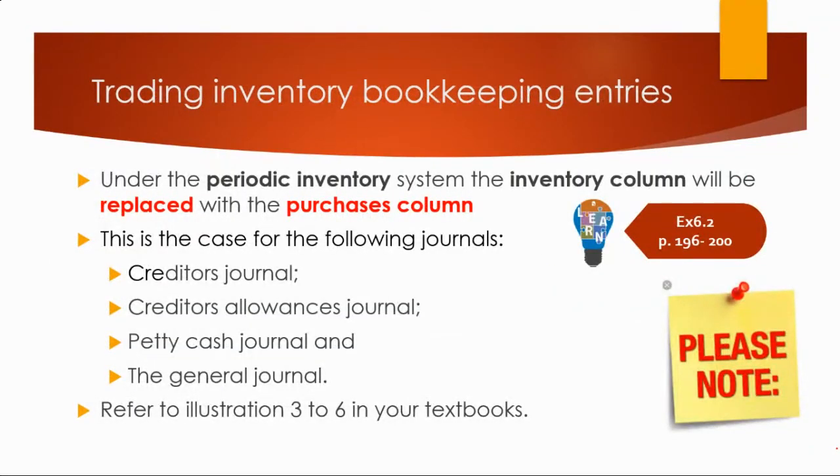Okay, so under the periodic system, if we look at credit purchases, any returns on credit purchases, any petty cash journals, and the general journal, those differences would be exactly the same as if it would have been on the cash book payment. So instead of trading inventory with perpetual, we will have purchases for the periodic. Okay, so that is the main difference between the two.